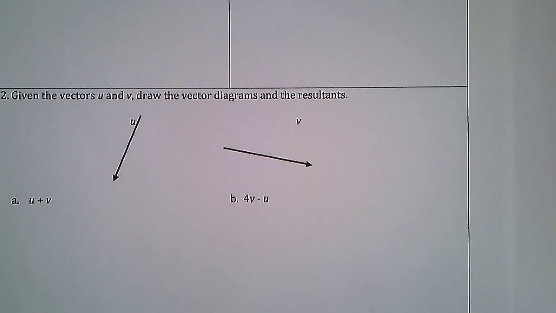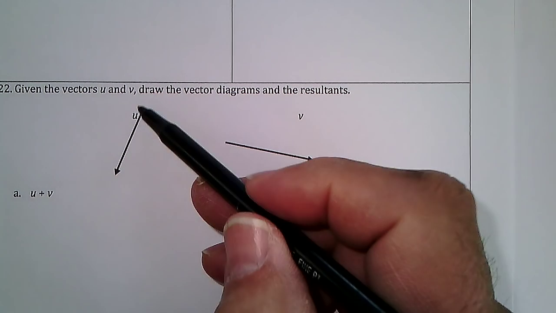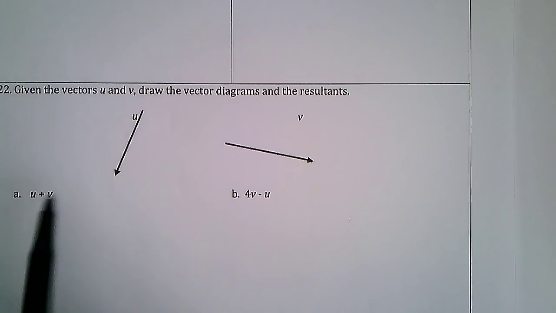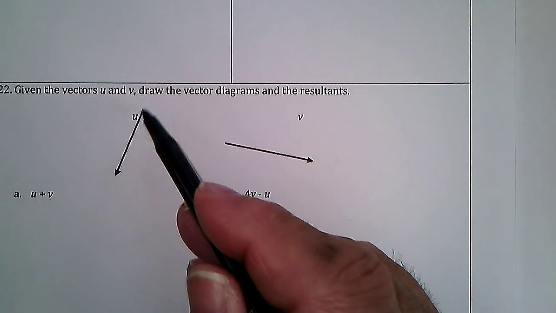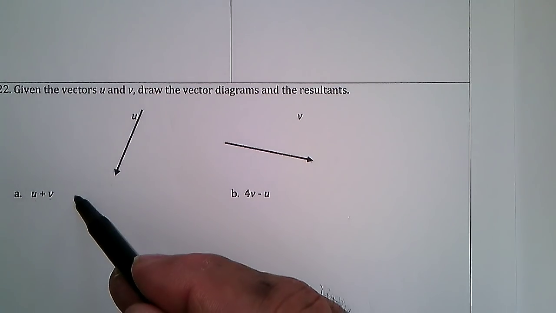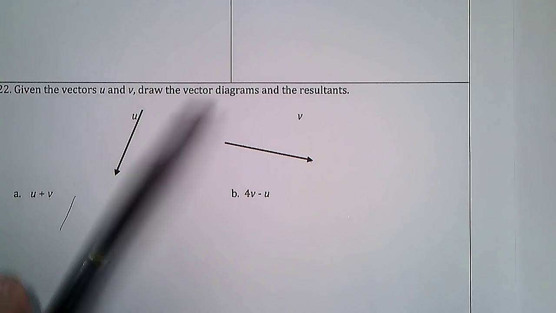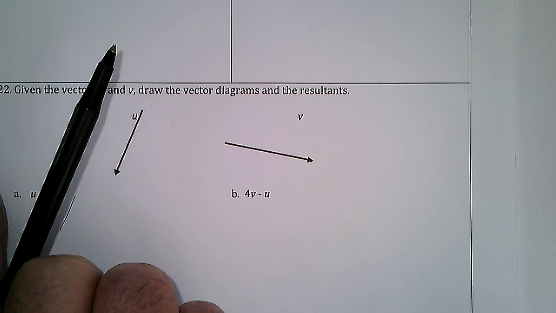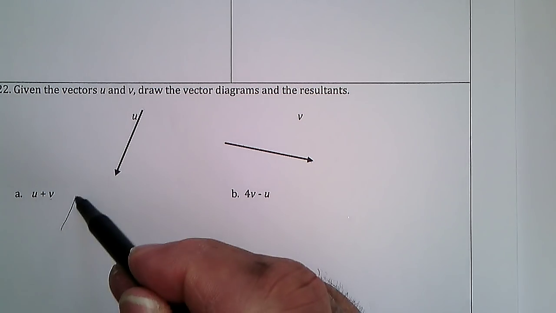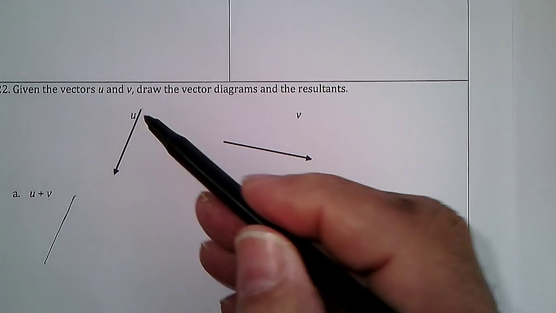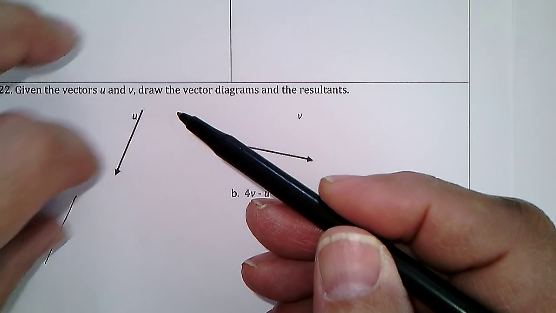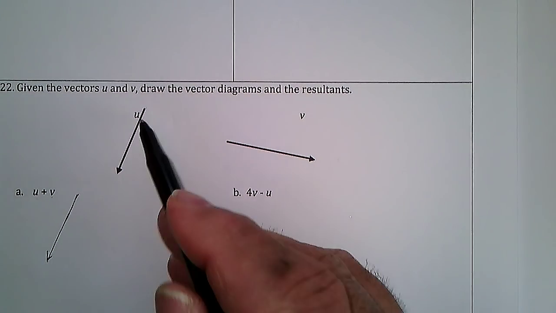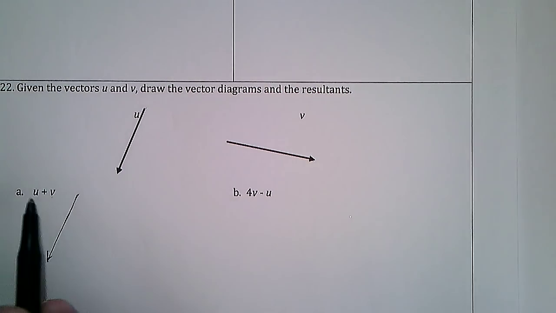And now the final problem. So it says U's pointing this way and V's pointing this way. What is U plus V? So we'd have to draw a vector that's going in the same direction, parallel, and same length. That looks about the same length. And it goes this way, plus V.